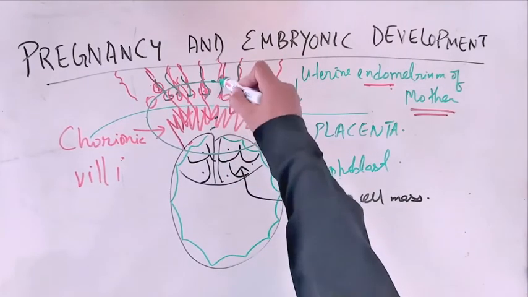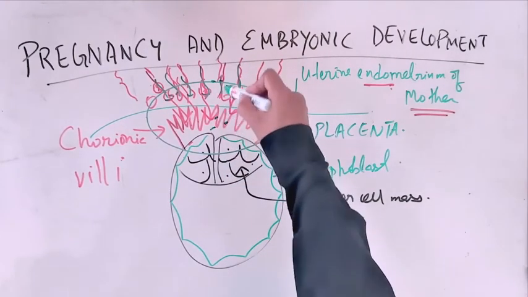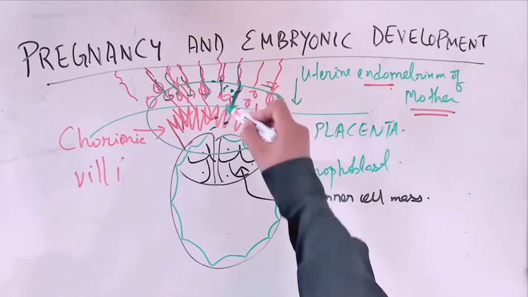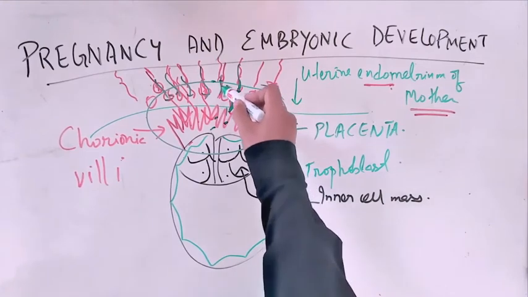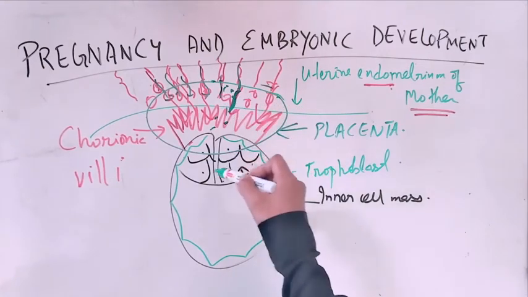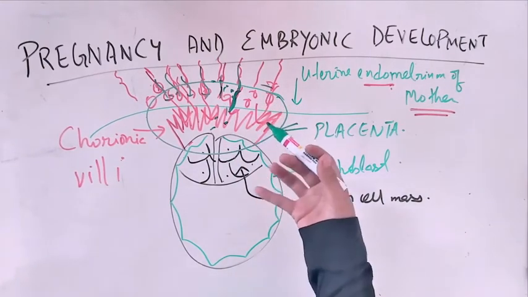The endometrium has blood vessels. The mother's blood has to go and supply nutrients, because we are going to create a new baby, right?